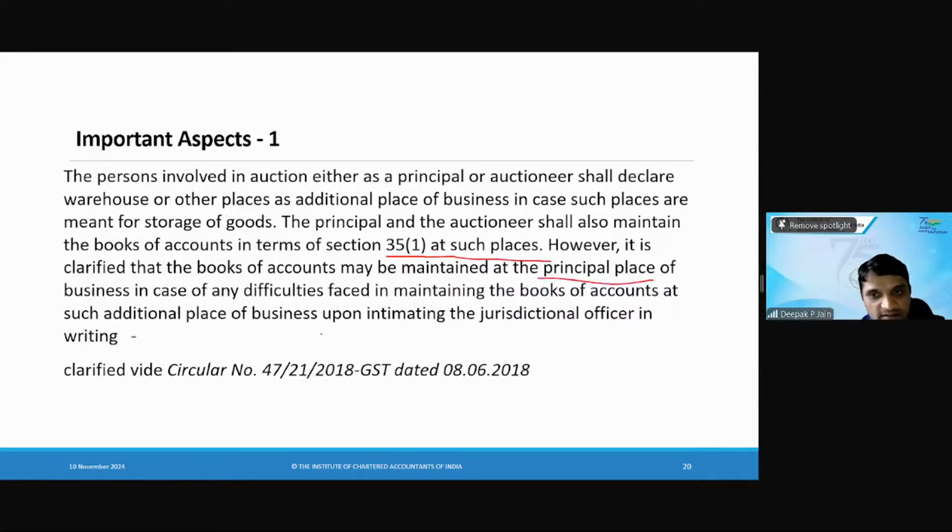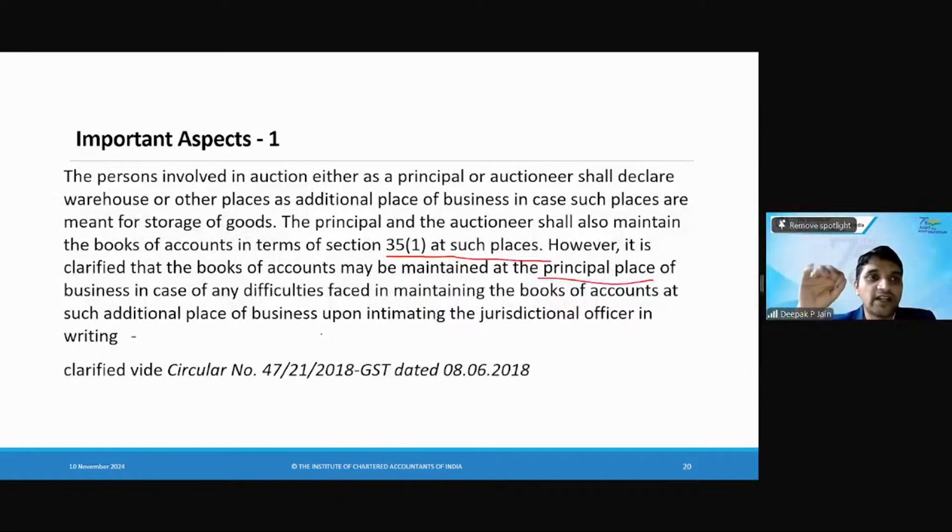Okay, so generally क्या होता है, जो एडिशनल प्लेस ऑफ बिजनेस हमने कहा है उस प्लेस के रिकॉर्ड्स वहां पे मेंटेन होने चाहिए. सो ऑक्शनर जो ऑक्शन करेगा वो साल भर के लिए तो मेंटेन नहीं करेगा, वो मैक्सिमम 10 days, 15 days और 1 month के लिए कुछ जगह लेगा. नाउ दैट प्लेस हैज टू बी डिक्लेयर्ड एज एडिशनल प्लेस ऑफ बिजनेस.